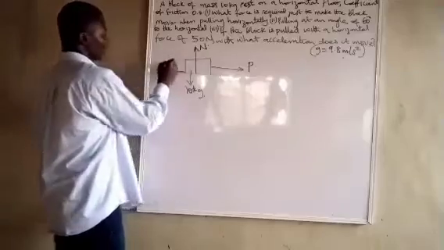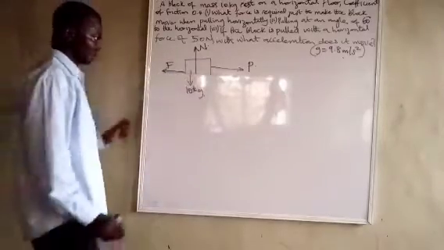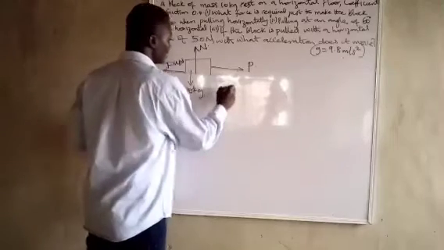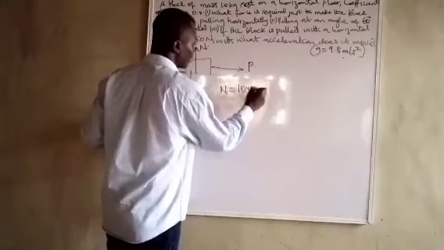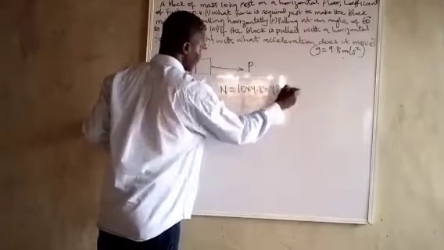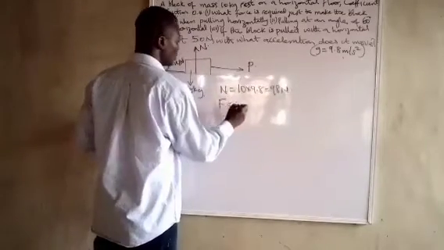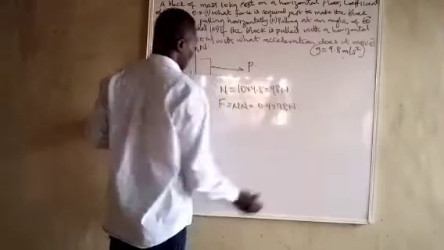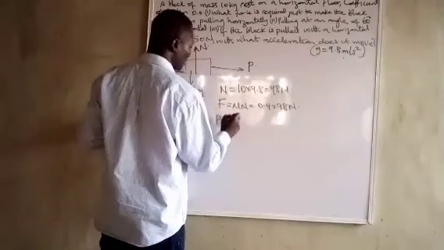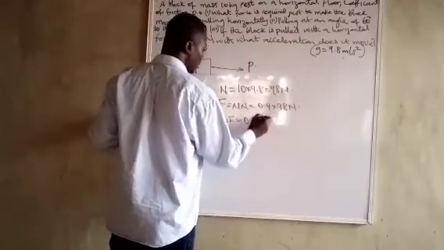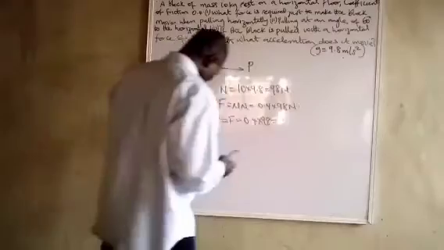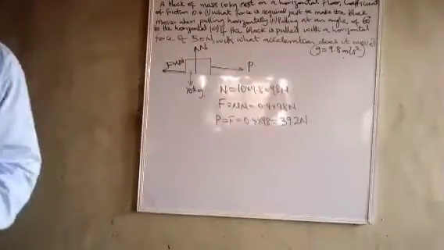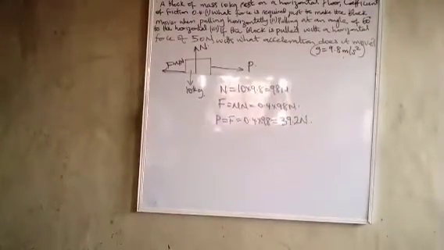So let's call this one F, and this is P. Then F is equal to mu N. In this instance, N is equal to 10 times 9.8, which is 98 Newton. So F is equal to mu N, which is 0.4 times 98 Newton. Therefore, P will be equal to F in this instance, which is 0.4 times 98, and that is equal to 39.2 Newton. With all the explanations we have done in the notes, all these are very simple now.